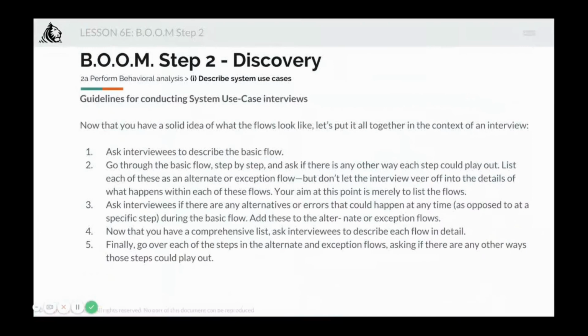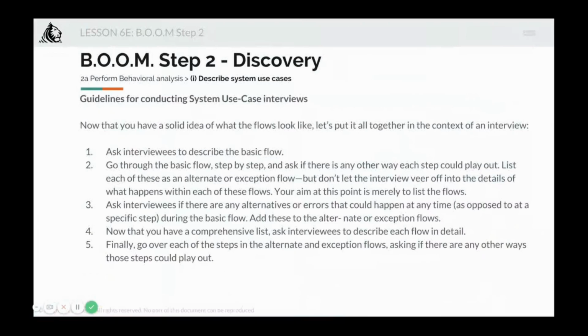List each of these as an alternate or exception flow, but don't let the interviewee veer off into the details of what happens within each of these flows. It's very easy to get lost there, right? So your aim at this point is merely to list the flows. Ask interviewees if there are any alternatives or errors that could happen at any time, as opposed to at a specific step during the basic flow. And add this to the alternate or exception flows. Now that you have a comprehensive list, ask interviewees to describe each flow in detail. And finally, go over each of the steps in the alternate and exception flows, asking if there are any other ways those steps could play out.